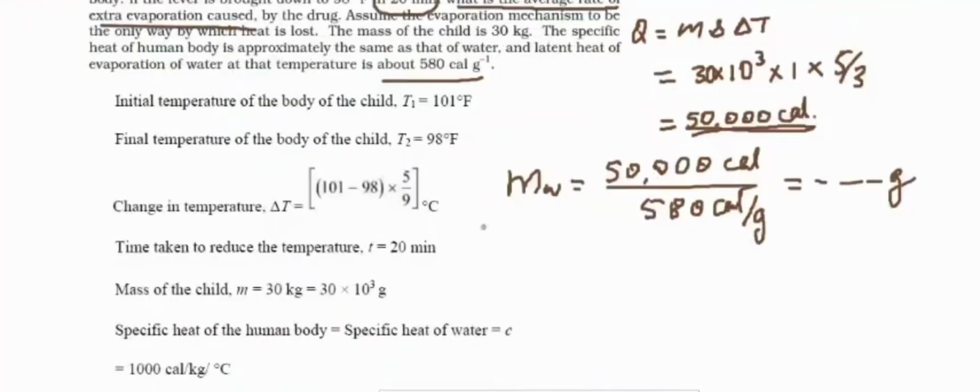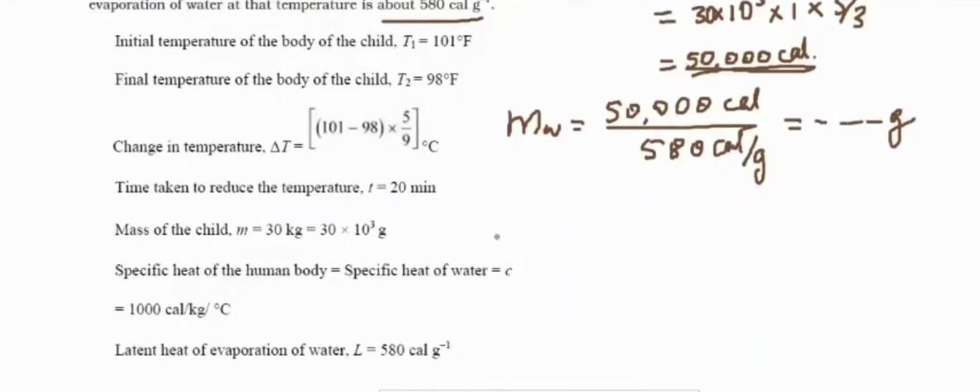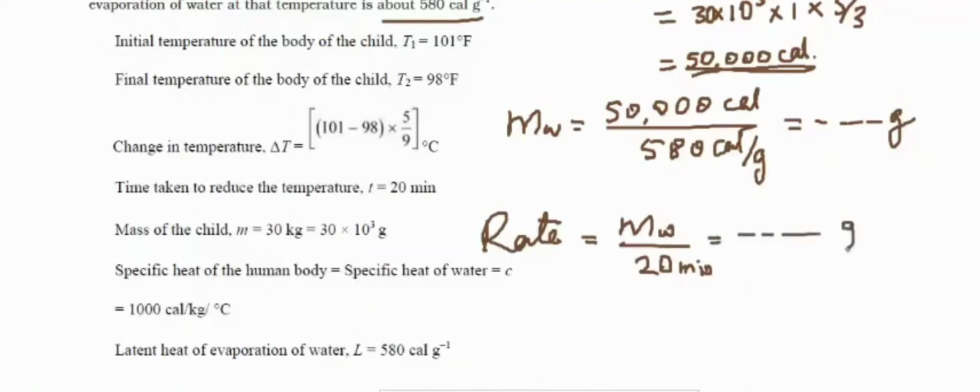So what is the rate of evaporation? How can you calculate the rate of evaporation? MW gram of water is evaporated in 20 minutes. So the rate of evaporation per minute is equal to MW divided by 20. So the final answer you will get in gram per minute.